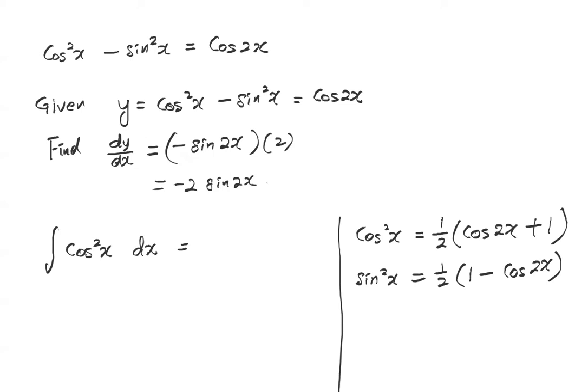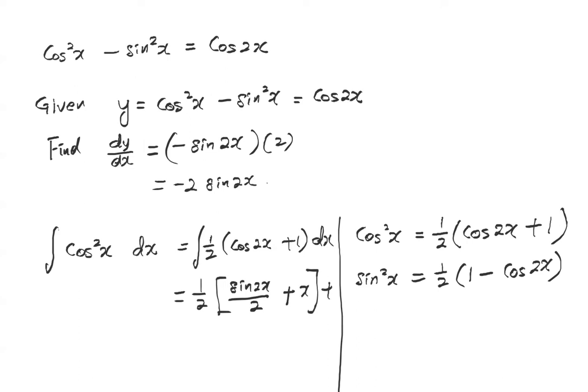So now if I replace my cos square x with half of cos 2x plus 1 dx, now I can integrate. You integrate cos, what do you get? Sin. You integrate 1, what do you get? x plus c. So that is how you use your double angle formula.